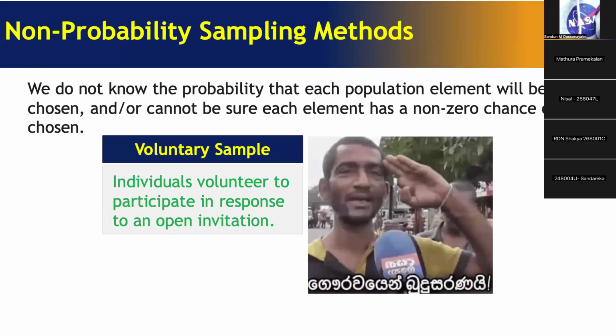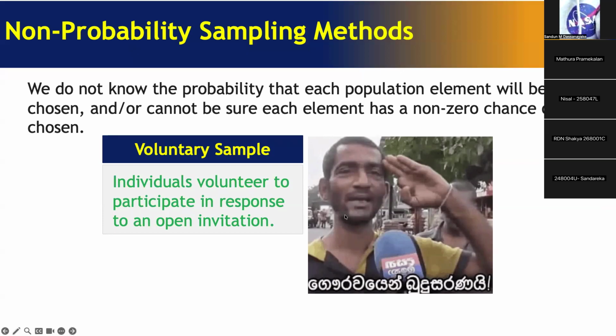Okay, so this is non-probability sampling. We do not know the probability that each population element will be chosen, and we cannot be sure each element has a non-zero chance of being chosen. Read that carefully. In the case of a voluntary sample, what we do is individuals volunteer.